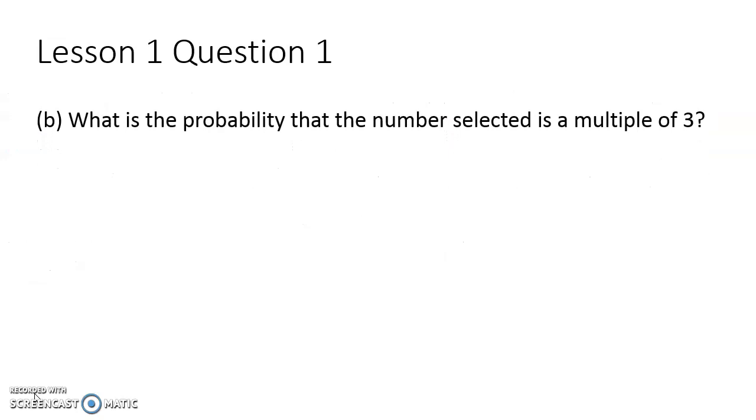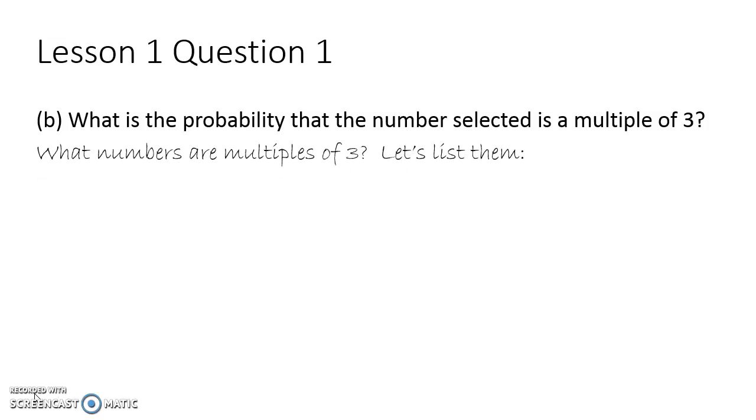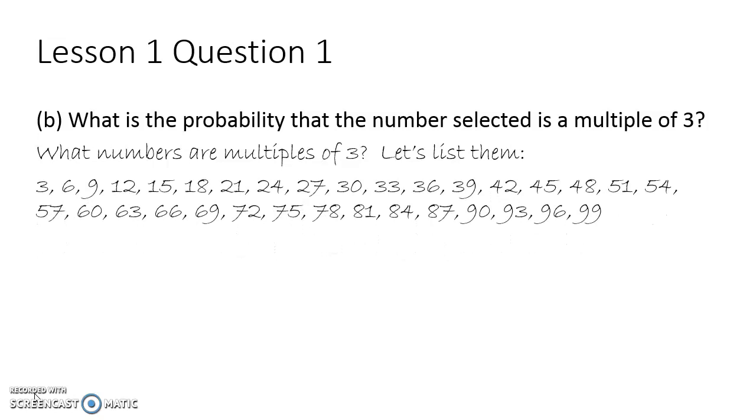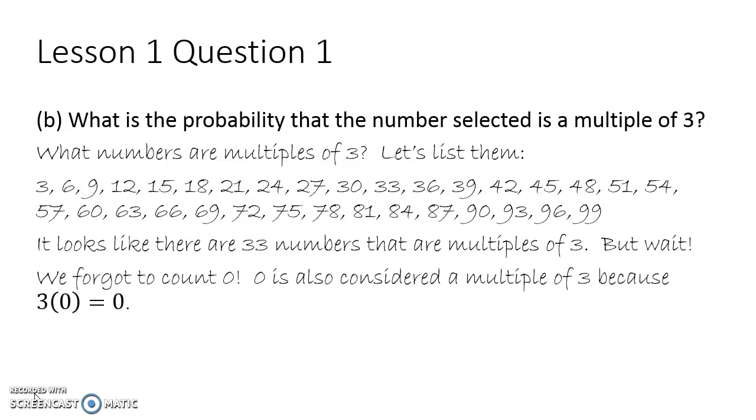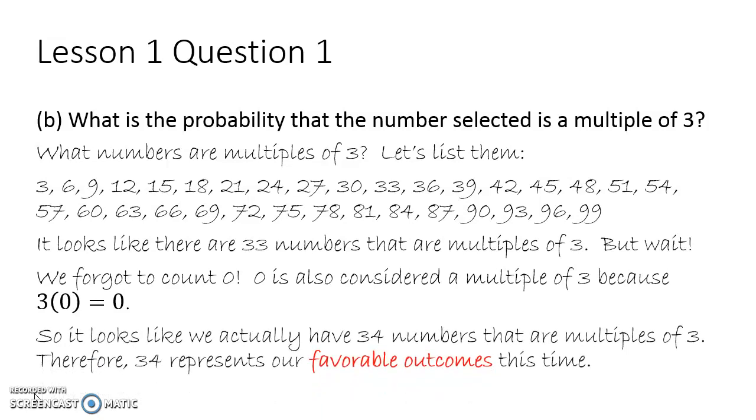What is the probability that the number selected is a multiple of 3? Well, what numbers are multiples of 3? Let's list them. Here we have them, 3, 6, 9, 12, all the way to 99. And if we count those up, we will see there are 33 numbers. But wait, we forgot to count 0. 0 is also considered a multiple of 3 because 3 times 0 equals 0. So it looks like we actually have 34 numbers that are multiples of 3.